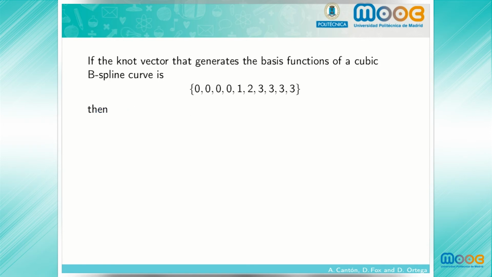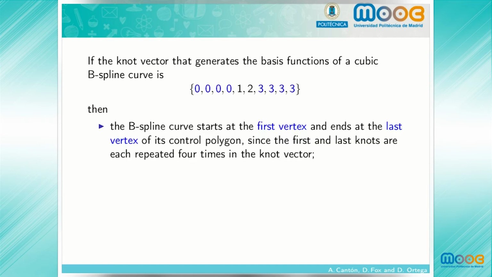If the node vector that generates the basis functions of a cubic B-spline curve is 0, 0, 0, 0, 1, 2, 3, 3, 3, 3, then the B-spline curve starts at the first vertex and ends at the last vertex of its control polygon. This is because the first node is repeated 4 times and the last node is also repeated 4 times. The number of repetitions depends on the degree of the curve. For degree 3, we need 4 repetitions. For degree 4, we would need 5 repetitions.